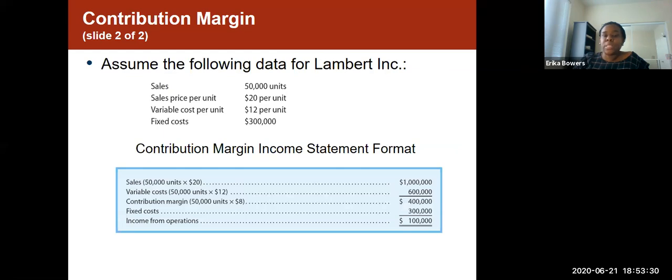So assume the following data. We are learning this new format called the contribution margin income statement format. It is sales minus variable cost, and this is only your variable cost, gives you contribution margin, less your fixed cost gives you income from operations. So we see that after our sales, we have $400,000 to help us to eat away at our fixed costs before we make a profit. And we'll use this information to help us establish break-even points.